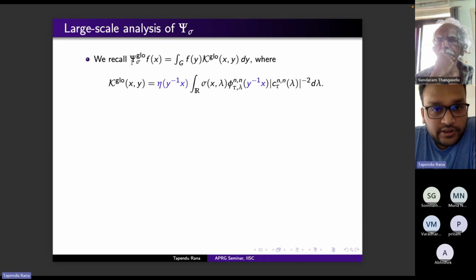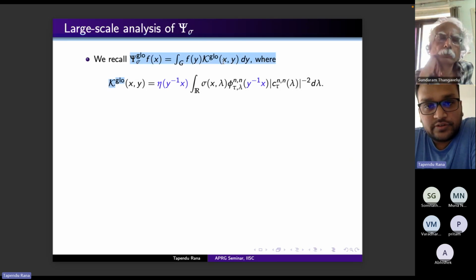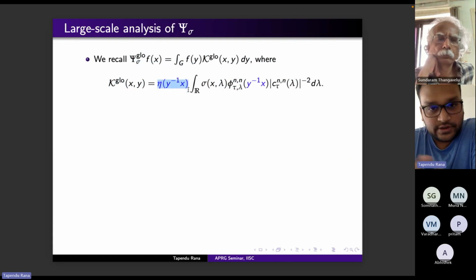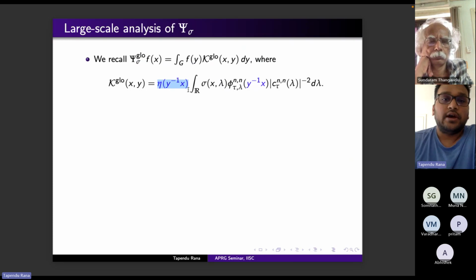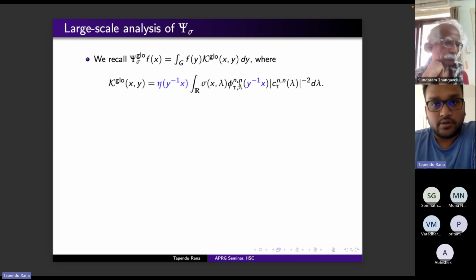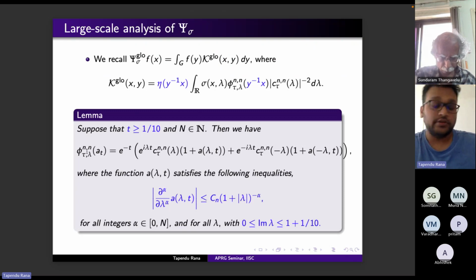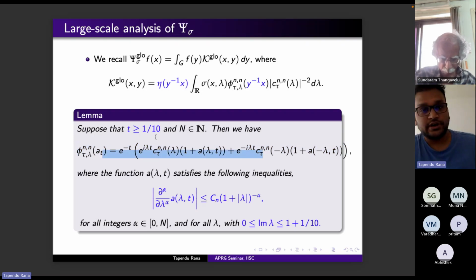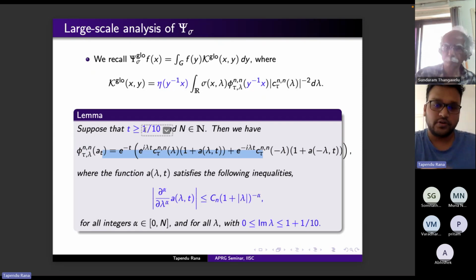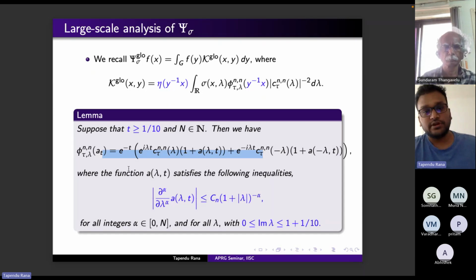Since our psi sigma global effects can be written as an integral kernel operator of this, where this global kernel is written like eta(y inverse x), where eta is a K-invariant function supported away from the identity, and eta(y inverse x) is the same variable of the spherical functions, and thus we can use this Harish-Chandra expansion of the spherical function phi_lambda, which says it can be, for t greater than or equal to 1/10, or you can take t greater than or equal to epsilon for any epsilon greater than 0, then you can write this phi_lambda like this, where this function satisfies the following inequality.